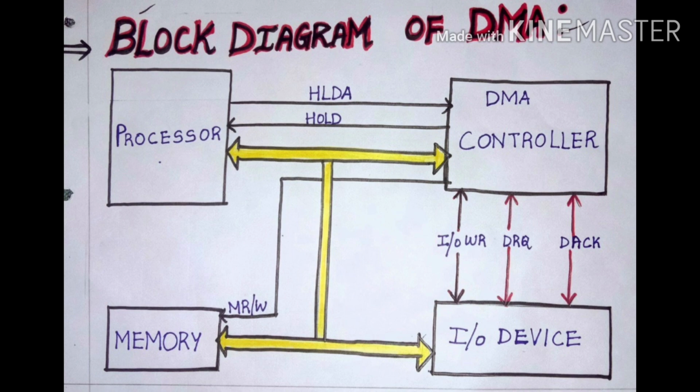It also consists of four peripheral devices, that is DMA controller, processor, memory, and input-output devices. The input-output devices are also known as peripheral devices. Here the yellow arrows show bidirectional connections. With the help of these yellow arrows, the DMA controller, processor, memory and I/O devices can communicate in both directions, by which we can transmit data.